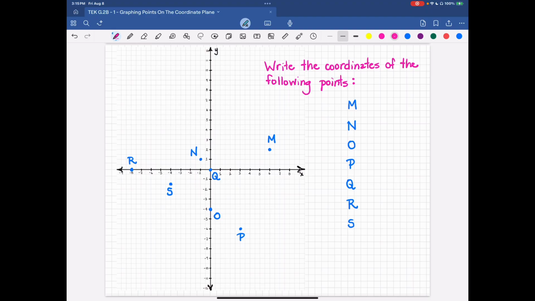Now this is your opportunity to practice this skill. Please write the coordinates of the following points: M, N, O, P, Q, R, and S. Write your answers in your notebook and check your answers in the next slide. Please stop the video and complete the work.